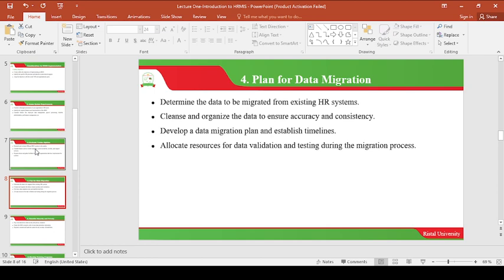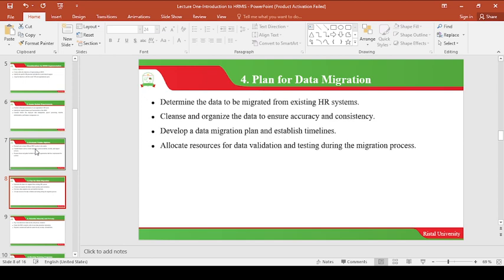Then lastly, you need to allocate resources for data validation and testing during the migration process. The resources can be in terms of technology and in terms of any other support needed for the people of the team which is transferring the data. That support you're giving is very important. For example, if you are the IT person who is entering the data in the system, you need to work closely with the human resource department.